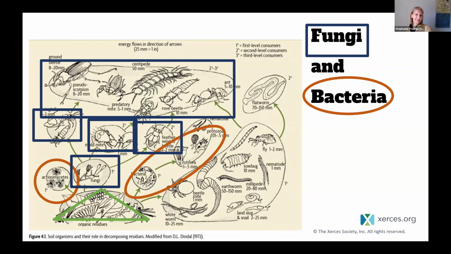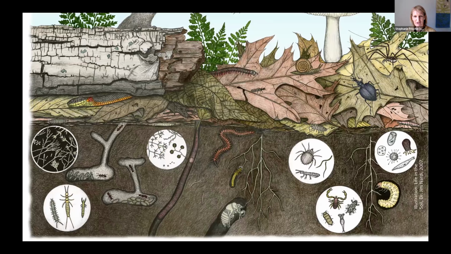These are apex predators in this soil food web, a few of them as examples. If you think of a more mammalian or vertebrate terrestrial food web, these are things like wolves. So, again, just giving a little nod to fungi and bacteria and how those organisms tie into the bigger picture here.